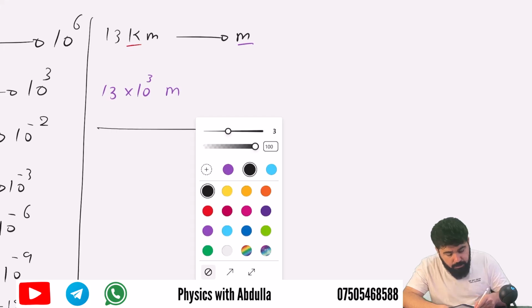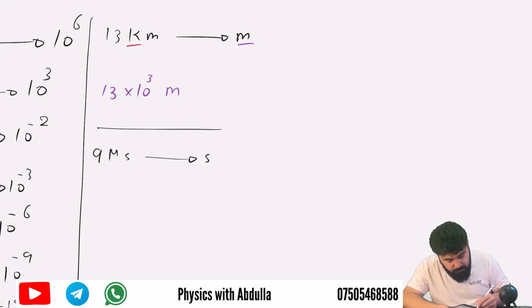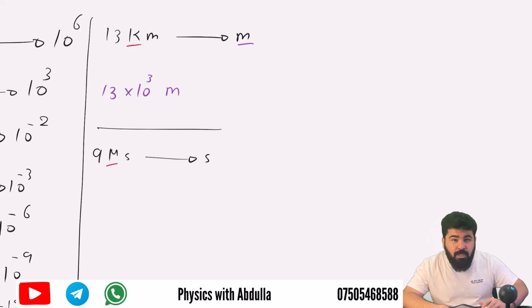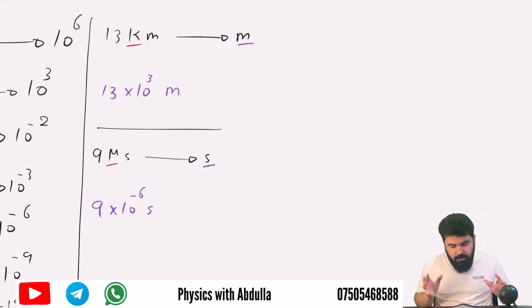Okay? Now, let's take another example. This time you're asked to change 9 microseconds into seconds. How do you change that? As you see, we have micro. As I told you, whenever you have a prefix, an SI prefix, remove that prefix and put powers of 10 instead of it. You know, micro is equal to 10 to the power of negative 6. So 9 times 10 to the power of negative 6. What's the final unit? Seconds. Okay, you get the idea.